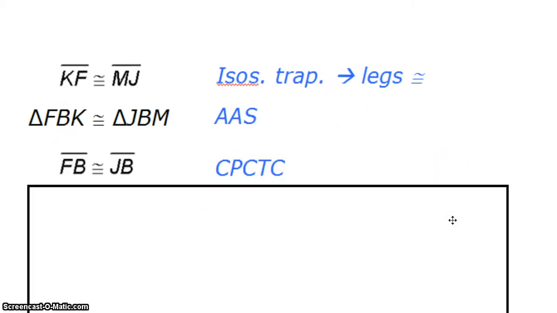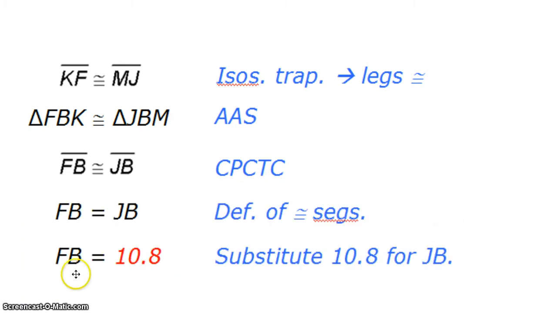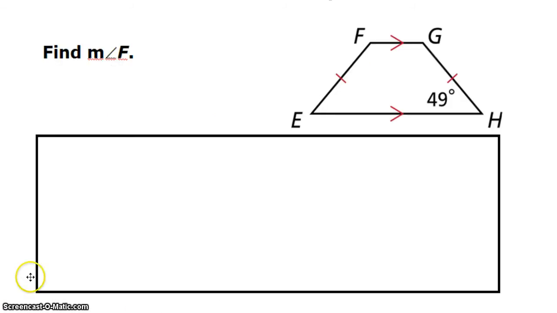And so FB is congruent to JB, which means their measurements are equal. And FB, therefore, also is 10.8. We substitute. Okay, so can you find the measure of angle F?